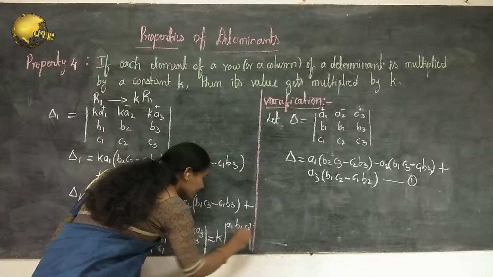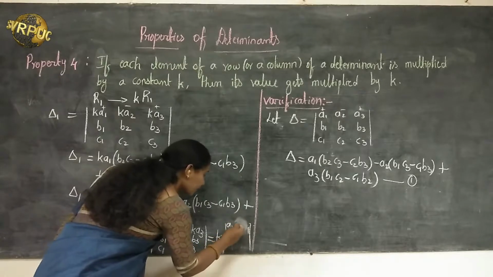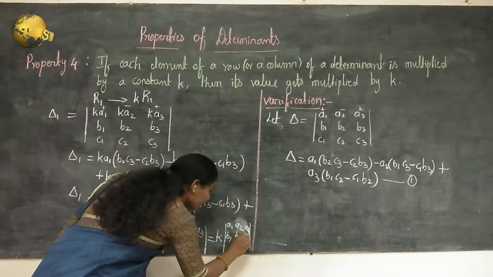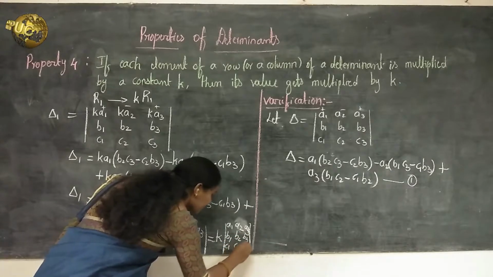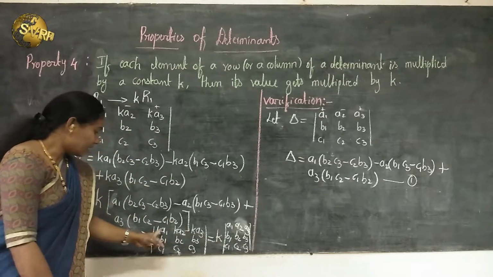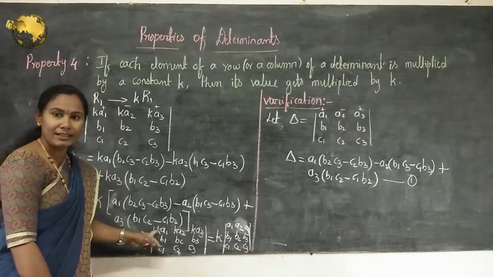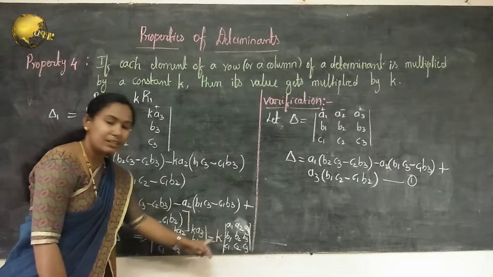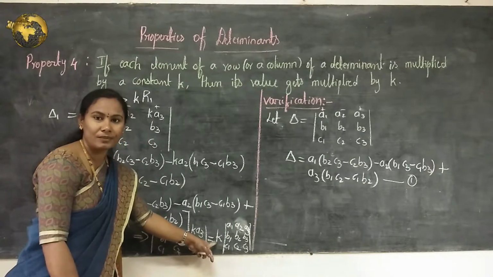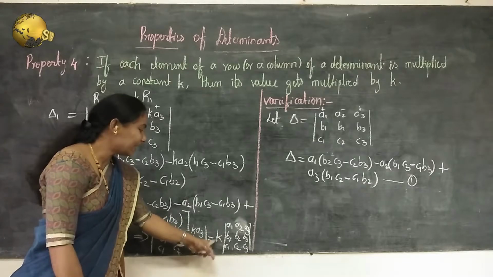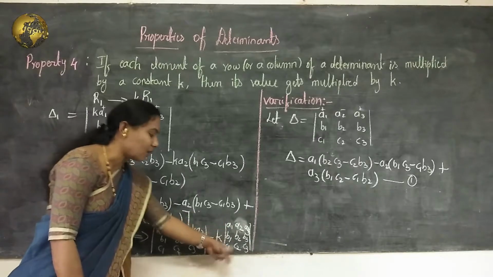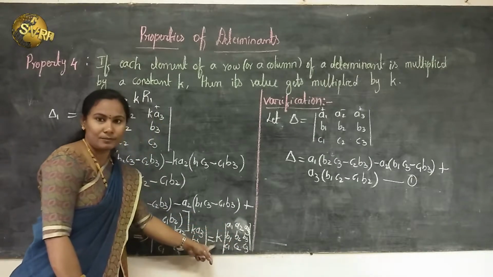a1, b1, c1. So a1, a2, a3, b1, b2, b3, c1, c2, c3. Look at this. In the first row all the elements contain k, so whatever value we get out, whatever the answer is, just take it out. Here k will come out. That means we can take out the common factor from any row or any column.